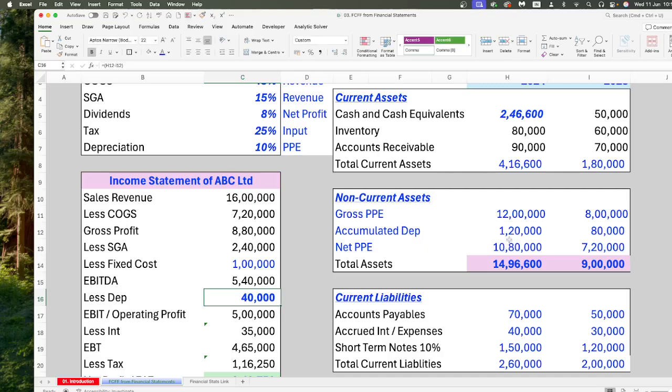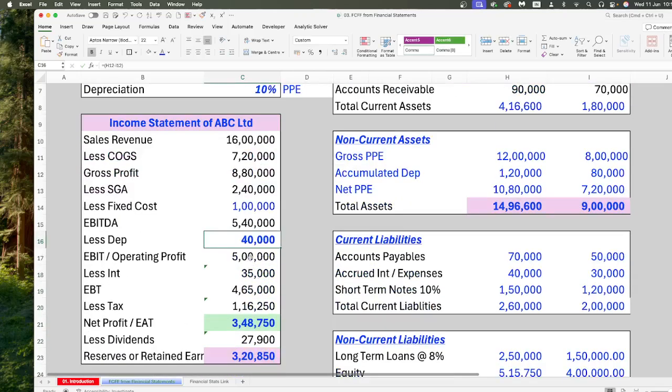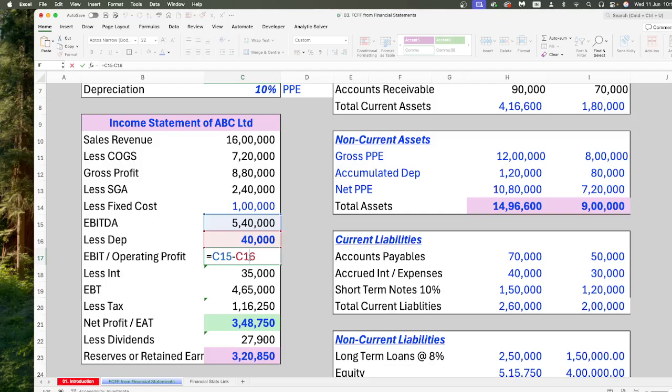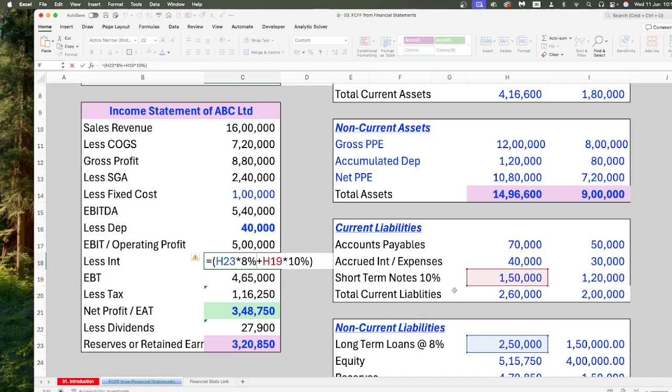Less depreciation. This we can initially assume, but this will be nothing but the difference in the accumulated depreciation that is there in the last 2 years of balance sheet. And then we'll calculate operating profit. Less interest. Again, this interest initially we can assume, but it is nothing but the weighted interest of the short-term loan plus interest of the long-term loan of the current year balance.